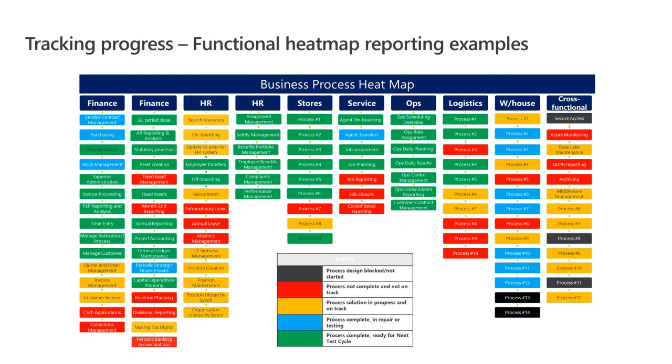Whereas if I look at the 2 HR work streams, one of them is working very well. The other one looks like it's got 3 things that are not on track. It gives you a visual clue very quickly as to what is blocked.